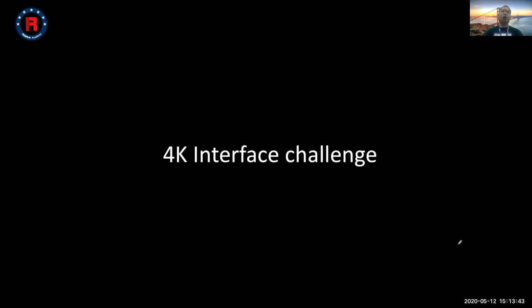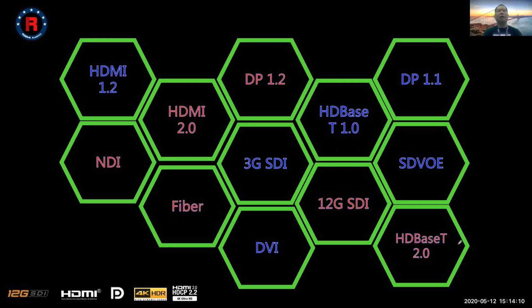The next challenge is coming from the 4K interface. You may have a question. If we go to the higher resolution, if we go to the 4K world, the interface should become much simpler. But in fact, it's totally different. Here we have some examples of interfaces with a formula. And there are still quite a lot of video interfaces we did not put into this picture.